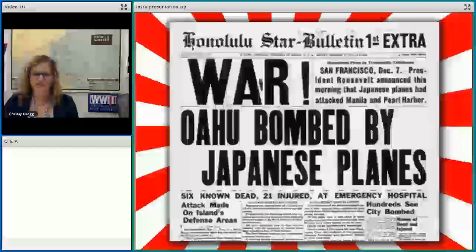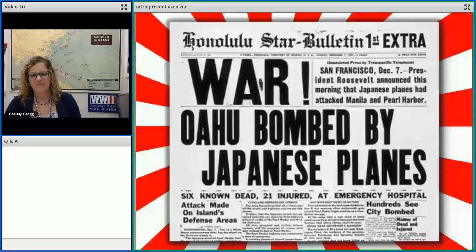This is a very famous front page of the Honolulu Star Bulletin: War, Oahu bombed by Japanese planes. As some of you, of course, know, there's no TV, no internet back then, so news came in a little bit slower. You see that byline says, six known dead. But when the day was over, over 2,400 Americans died in the surprise attack. And then this very famous speech happened the day after.